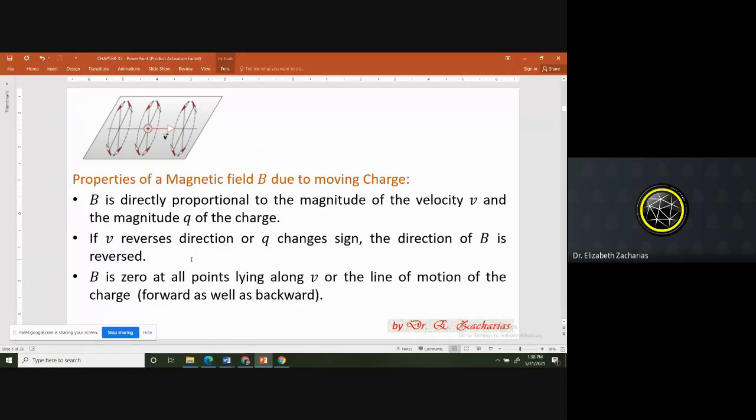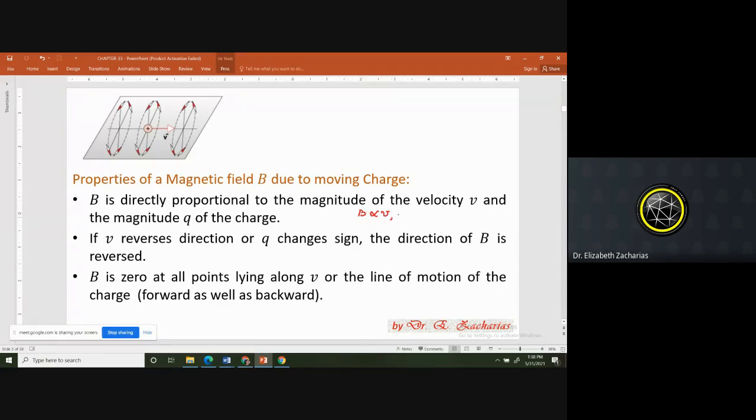What are you going to see? What kind of magnetic field? Magnetic field, of course, you can measure hypothetically, using some device, let's say. So what is the property of the magnetic field that you are seeing? You are seeing that the magnetic field is directly proportional to the magnitude of the velocity. B is proportional to the velocity of the moving charge. The moving charge is producing a magnetic field, and its value is proportional to the velocity. If I increase the velocity, I get a larger magnetic field.